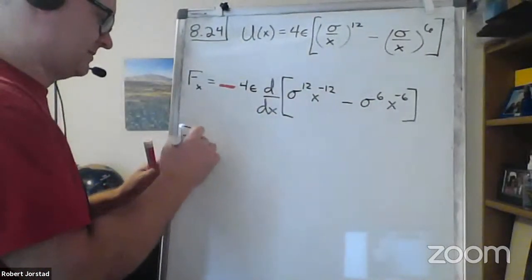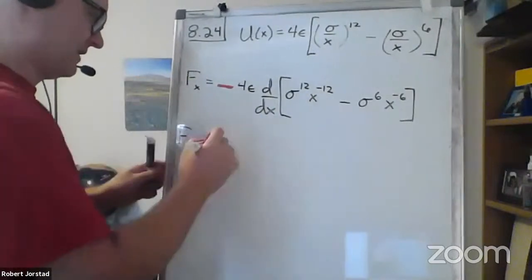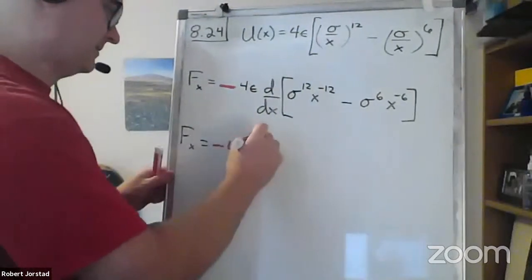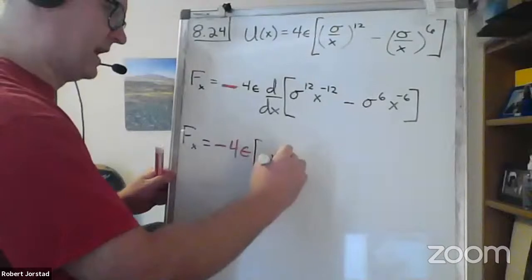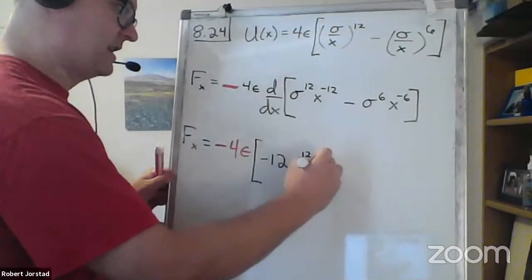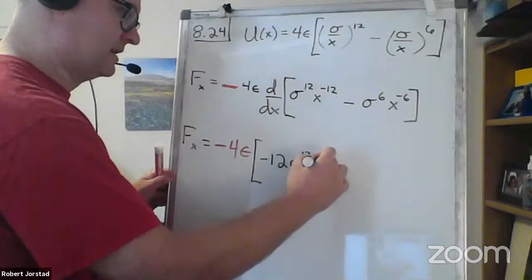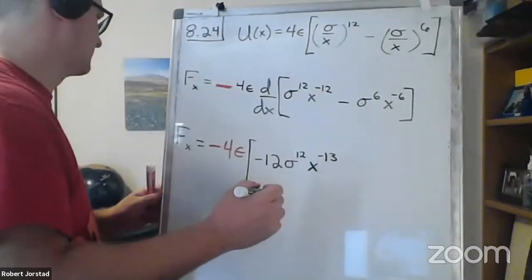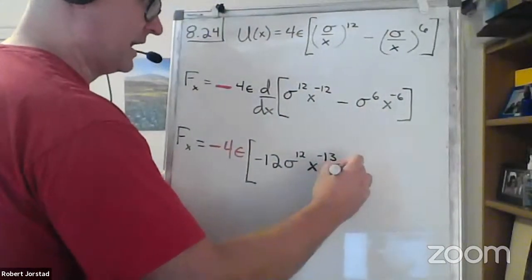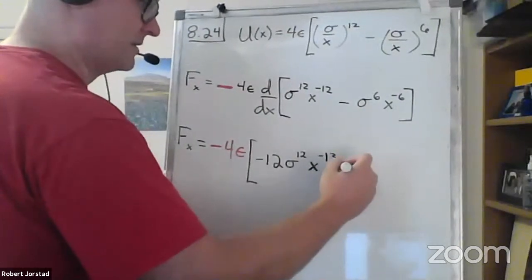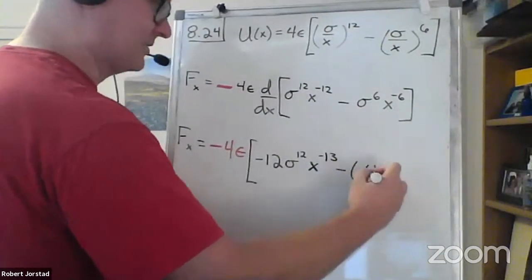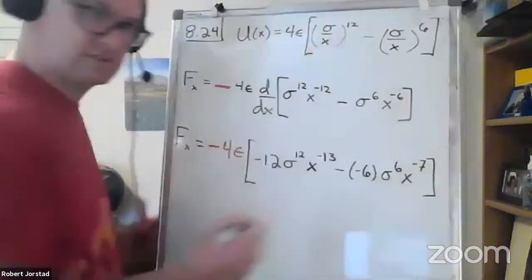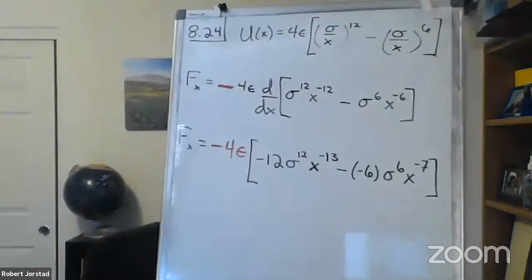So f sub x equals, don't want to forget this minus sitting out front. Okay, now when I take the derivative, I should get negative 12 sigma to the 12th, x to the negative what? 13? Okay, and then for the next term, I get minus negative 6. Oh my gosh. Sigma to the 6th, x to the negative 7, I think. Double check my work there. Let me get rid of this glare.